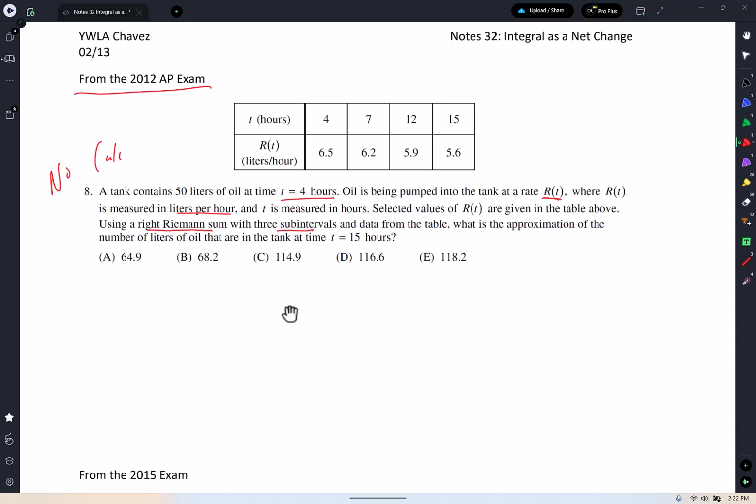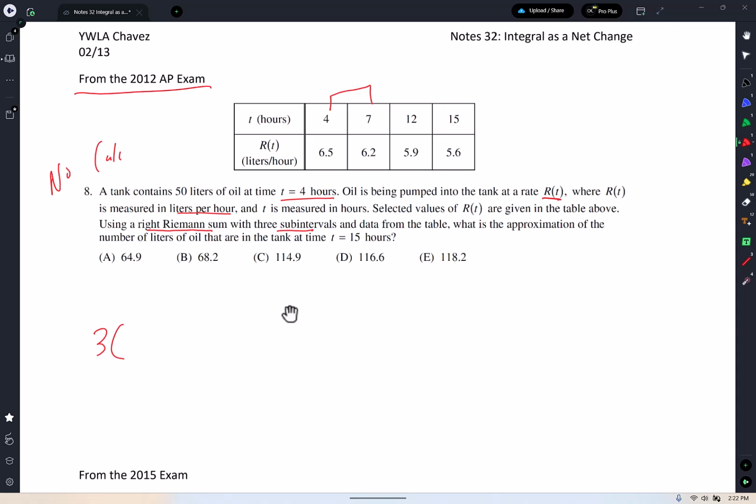All right, they're giving us a lot of stuff. Relax. First and foremost, they want us to use 3 rectangles determined by the table. So they're not going to be equal width. Notice, here's the width of the first rectangle. What's the difference between 4 and 7? 3. I guess I should have said what's the difference between 7 and 4, but whatever, it's the same thing.